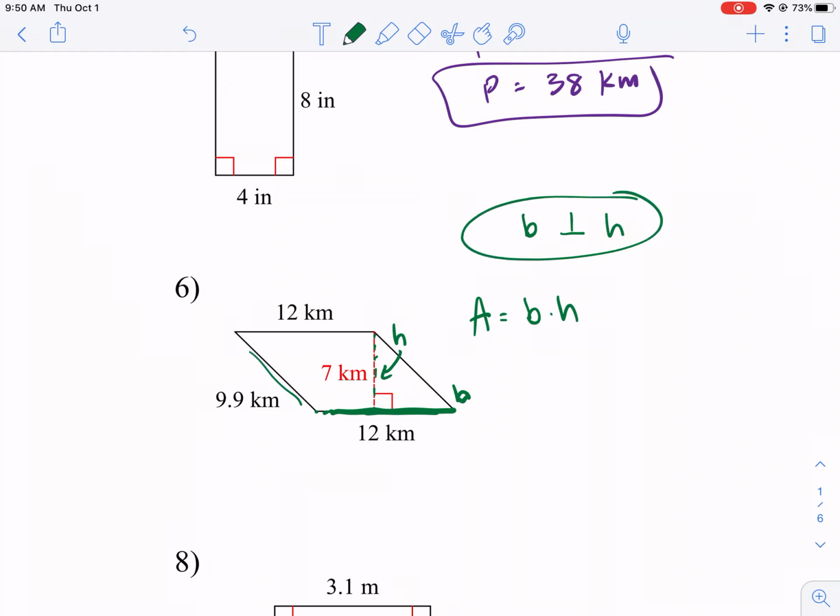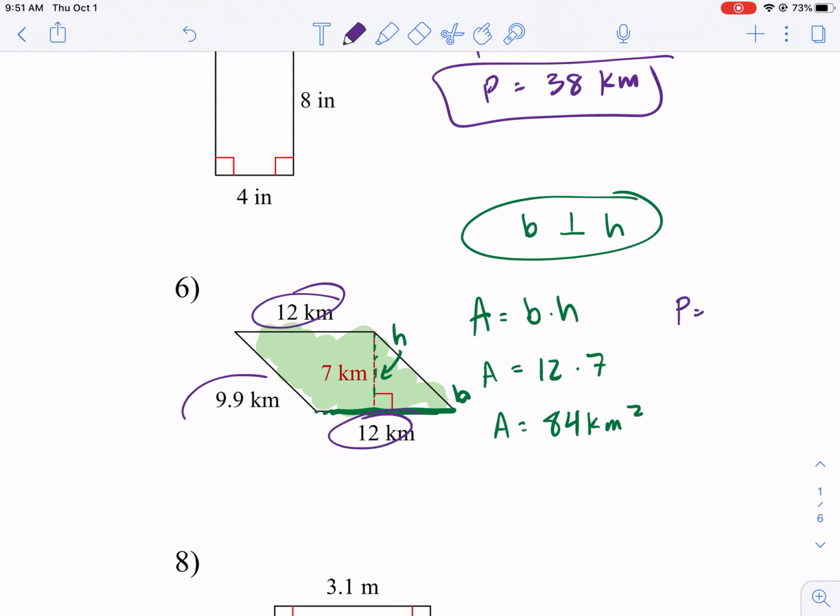Now we're going to do perimeter. Perimeter is pretty easy with this one. It's very similar to the rectangle. We're just going to add up all the outside edges, and since that's 9.9, we can write in 9.9 over here since it's a parallelogram. So we're just going to do 12 times 2 plus 9.9 times 2. You can do it either way. That's 24 plus 19.8, and we get 43.8. Don't forget the units. We get kilometers, not squared, because we're talking about the distance around. Oops, I thought I changed it to green. Whatever, you guys get the point.